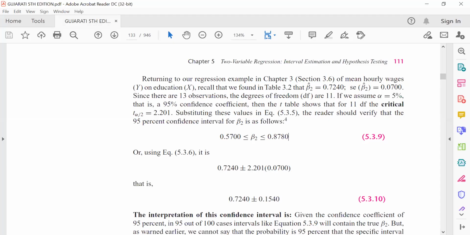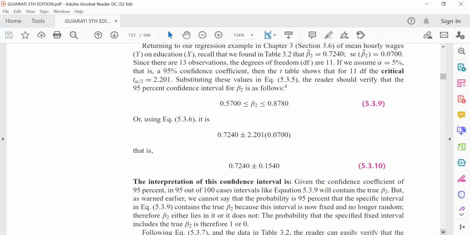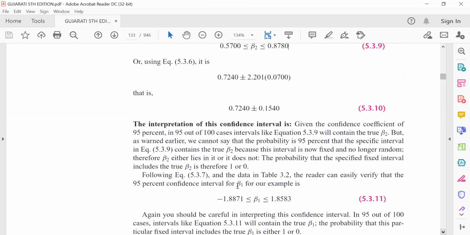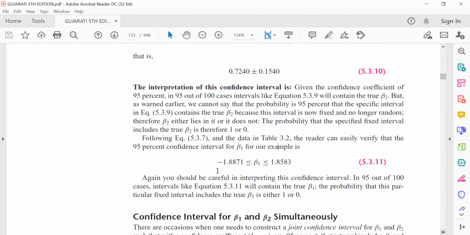Okay. So this one is for beta 1. Almost the same as beta 1. This one beta 1, also this one beta 1. We get the interval, given a confidence interval of 2%, Table 3.2. Again, you should be careful in interpreting this confidence interval, because there is a negative sign. Yeah, it is negative. It's a good example for you.